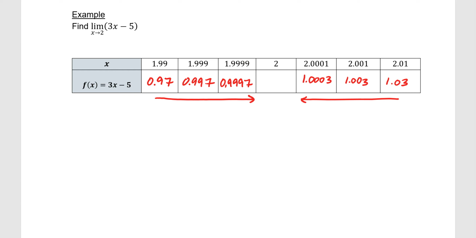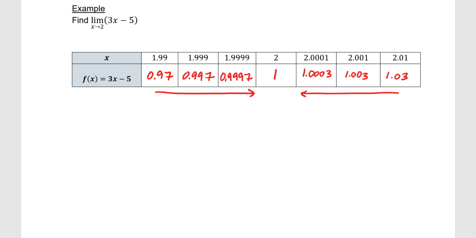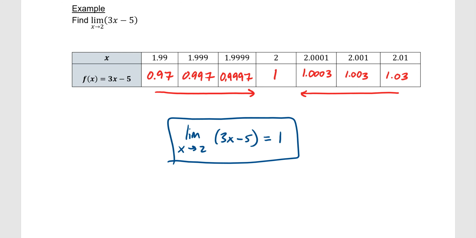Like, where does it look like they meet? And that's going to be our answer. Well, it looks like they're getting closer and closer to a value of 1, right? From both sides, 0.9997 and 1.0003. It looks like it is converging to 1. So that is actually going to be our answer. And you can see how it's kind of like a guess, but it's an educated guess. So the limit of 3x minus 5 as x approaches 2 equals 1, because that's where the y values seem to be going towards.